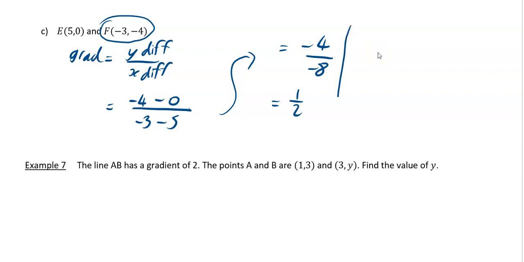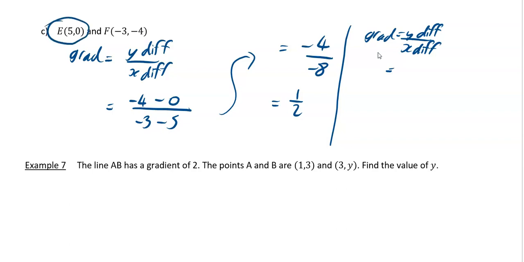Okay, I'm going to do that same question again, but I'm just going to do it a slightly different way. I'm going to use the same formula, y difference over x difference. But I'm just going to show you that you could have used, I started with F, I'm going to start with E this time. So as long as you start with the y bit of E on the top line and the x bit of E on the bottom line, it should get us the same answer. So let's see if I'm right on that.